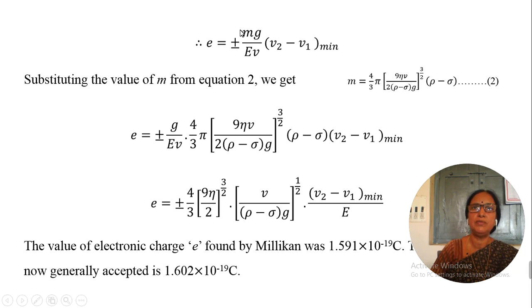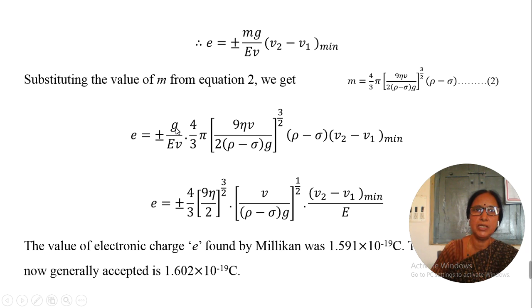Now substituting the value of m from equation 2. Equation 2 I have mentioned here once again. So in place of m, this has to be substituted here, so that the new equation is in this form. Wherever m is there, we have substituted this and made some rearrangements, because under root 3 by 2 is there. The quantities without any power are outside.